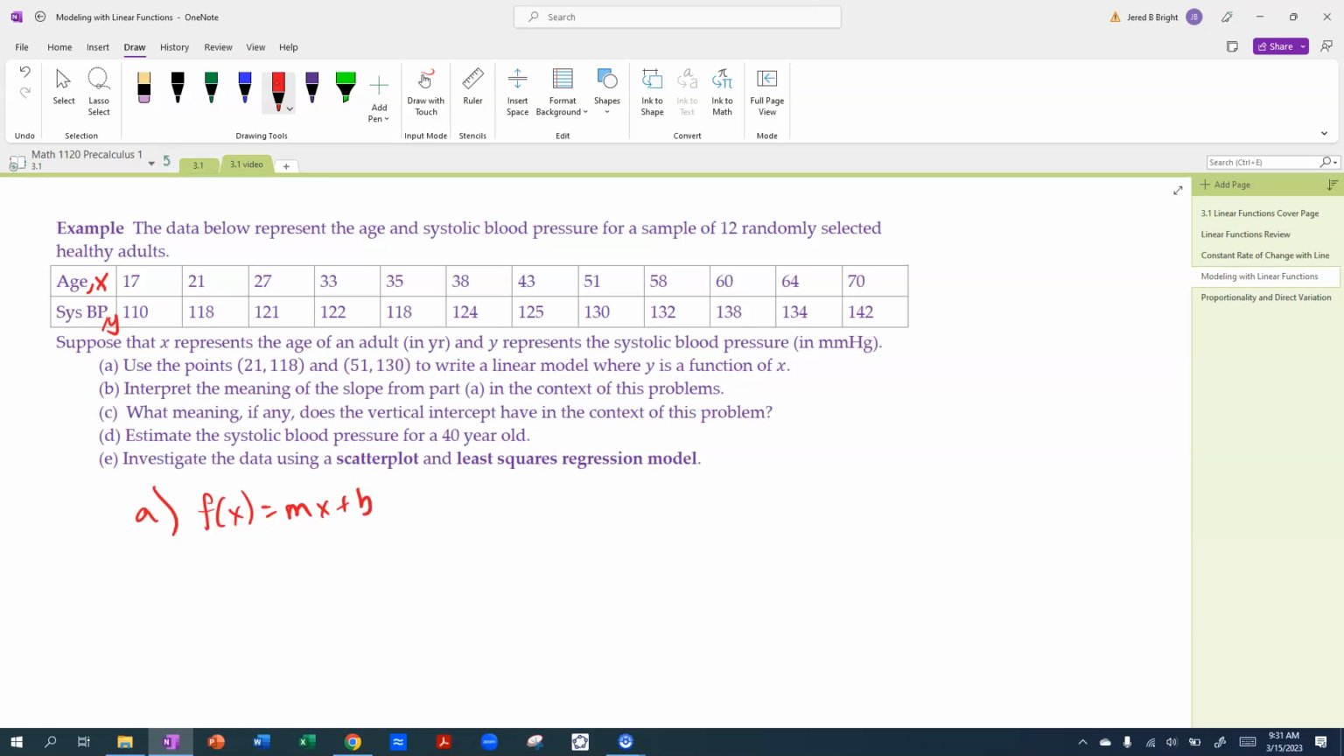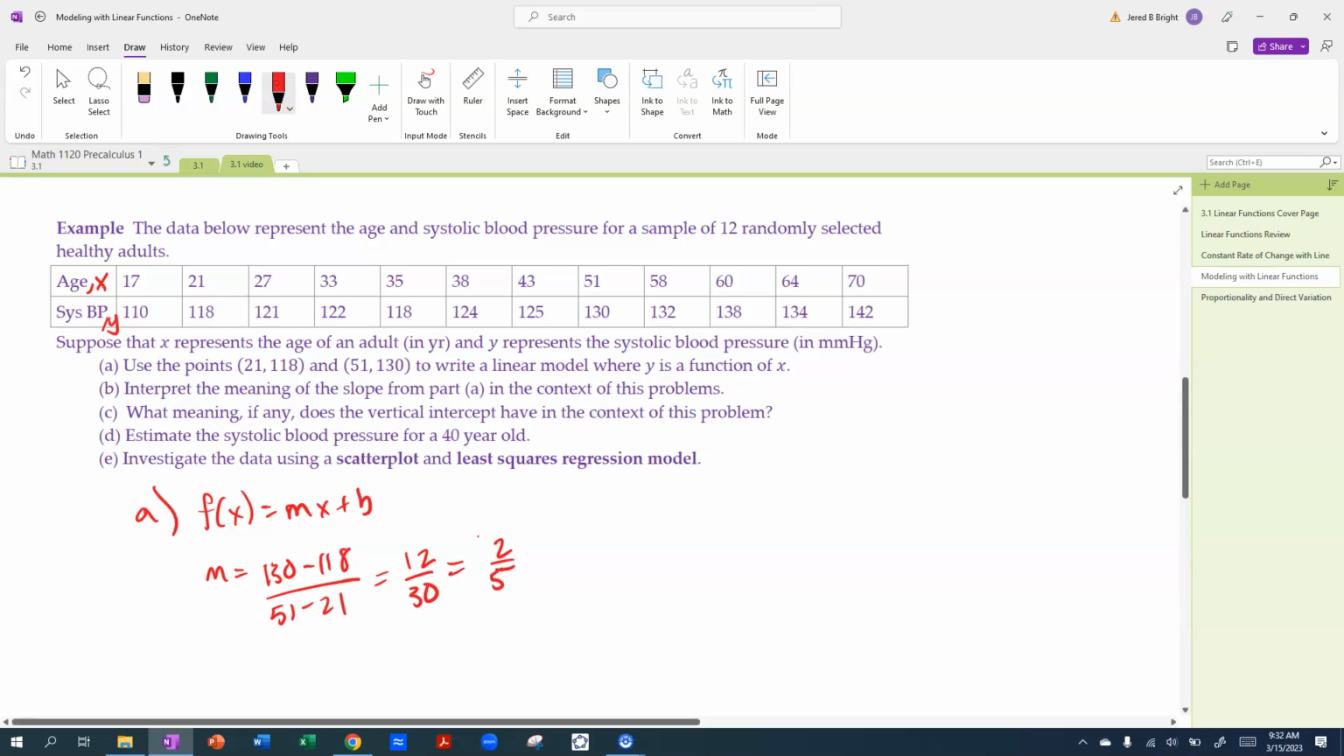I need to find m, right? So m is equal to, let's see, 130 minus 118 over 51 minus 21. So this is 12 over 30, right? And then this can reduce to 2 over 5. So we have our slope, and then I'm going to take a different way to find b.